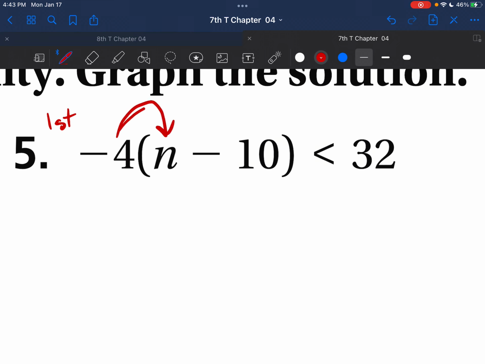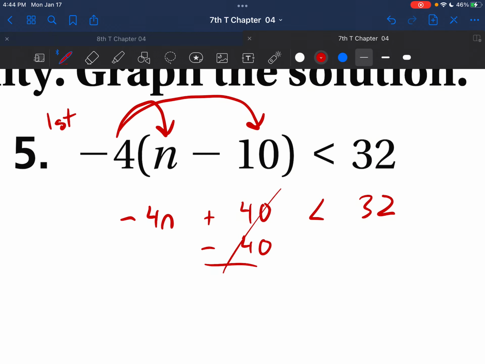So let's do this. We're going to draw our rainbows. Negative 4 times n is negative 4n. Negative 4 times negative 10 is positive 40. All right, so there we go. So now we got 32. What is the opposite of adding 40? That's subtracting 40. Don't forget to cross that off. Subtract 40. So you now have negative 4n is less than, what is that?